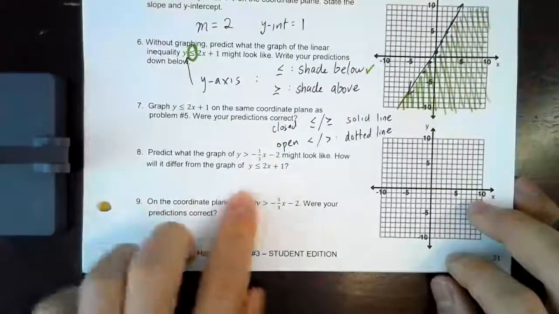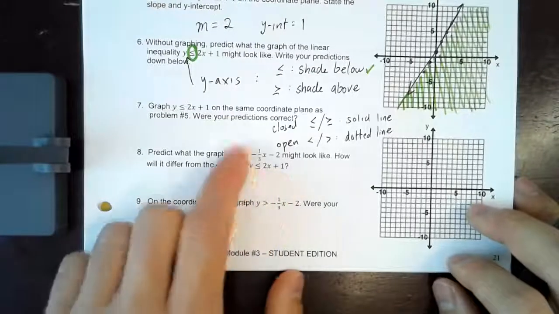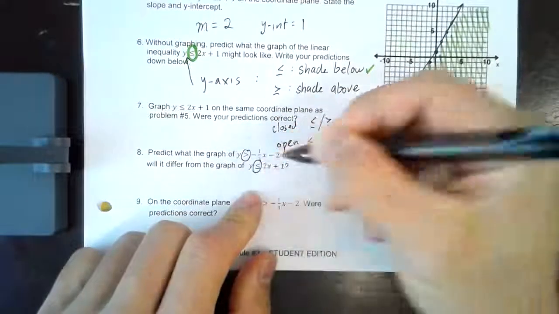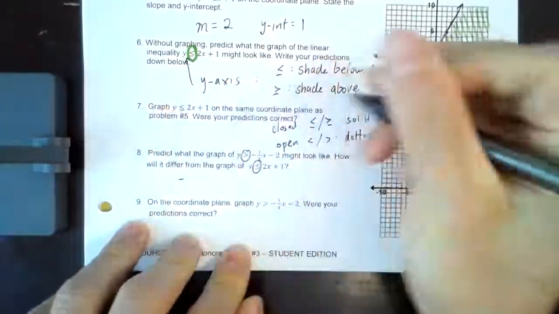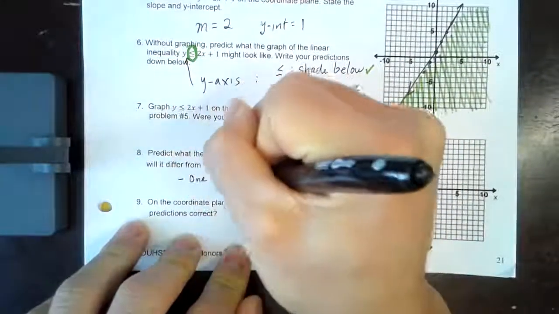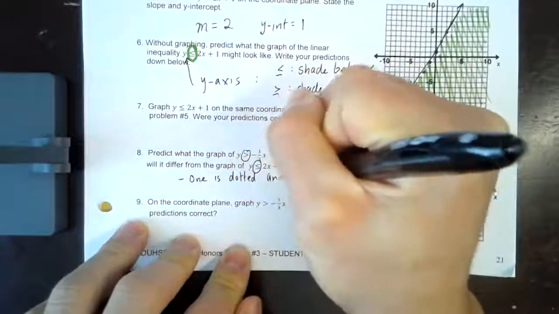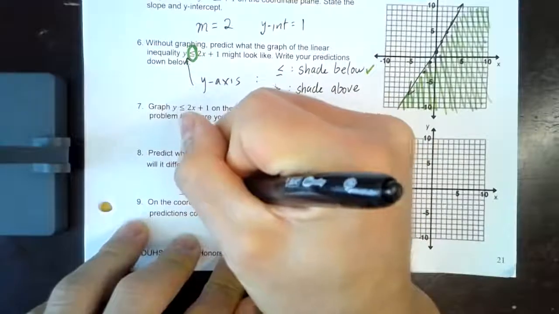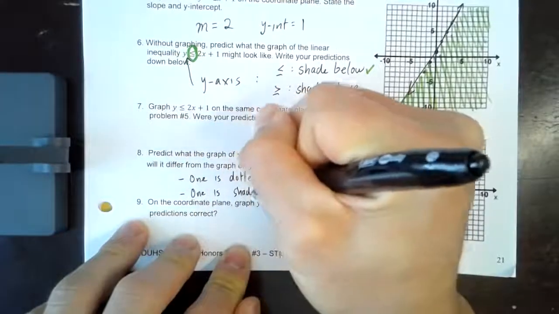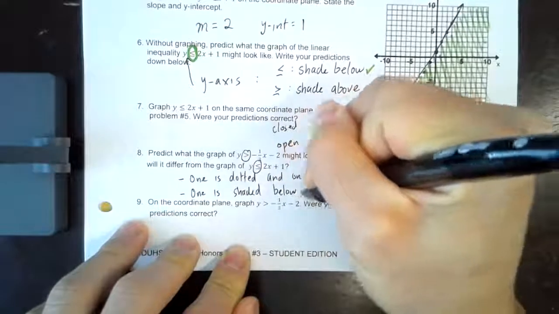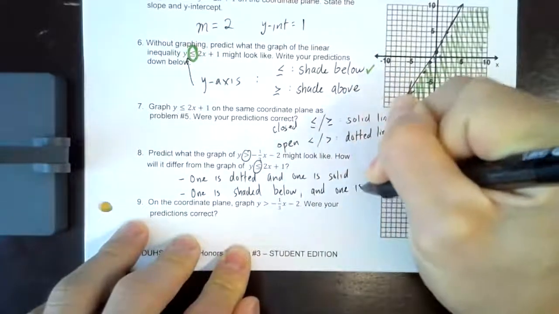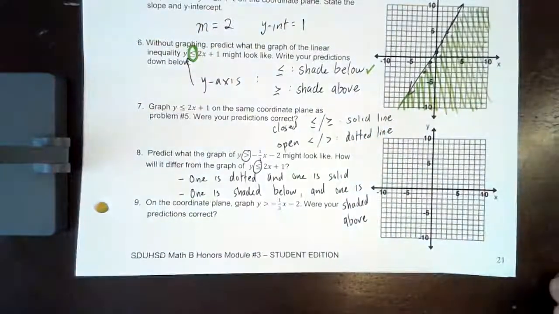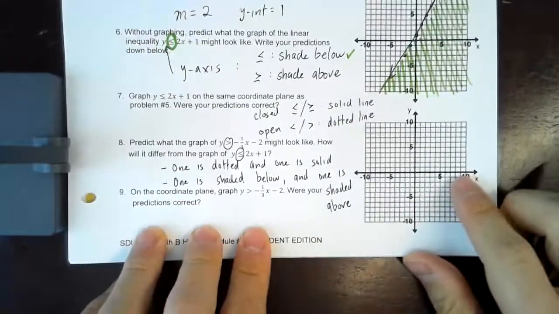Predict what the graph of y greater than negative 1/3 x minus 2 might look like. How will it differ from the graph of y is less than or equal to 2x plus 1? So there's many things you can say about this, right? First thing is one's a dotted line and one's a solid line. Secondly, one is shaded below and one is shaded above. They're shaded in different directions.